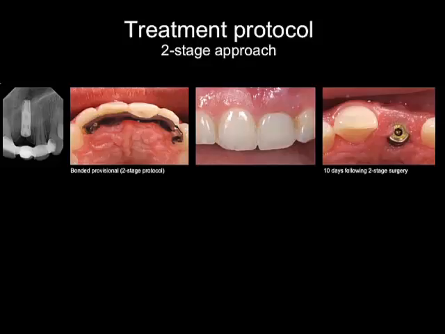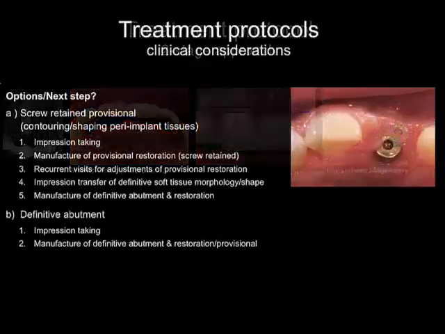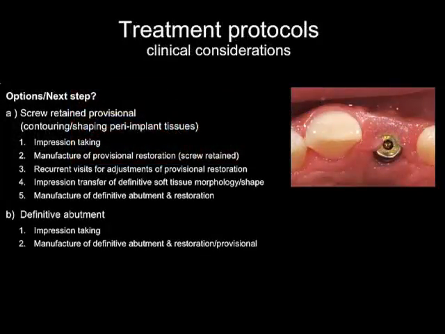Now, from a prosthetic perspective, here comes the biggest question, and that is basically how do we proceed? What are our next steps? And in regards to the abutment manufacture, we have basically two options now. One is to provide the patient with a screw-retained provisional, which we use to contour and shape the peri-implant tissues. That involves that we take an impression, we manufacture the provisional restoration, we have recurrent visits to readjust the provisional restoration, and finally we can transfer this established contour to the dental laboratory for the manufacture of the definitive abutment.